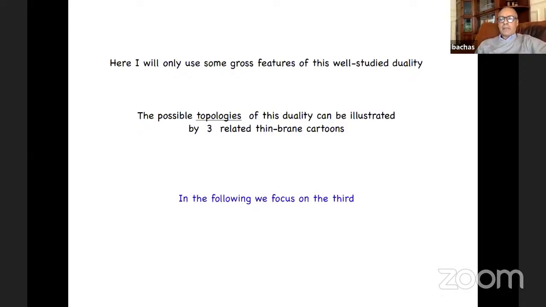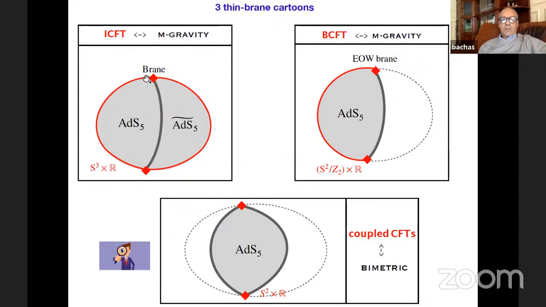I will show you the 3 thin brane cartoons of them, which were sort of what Tadashi showed also. Well, one of them, which you may call interface CFT, is simply a brane that relates 2 different AdS5 bulks. So this is a 3-dimensional theory that couples on both sides to 2 different N=4, d=4 super Yang-Mills. Now, if one of them is absent, that's BCFT.